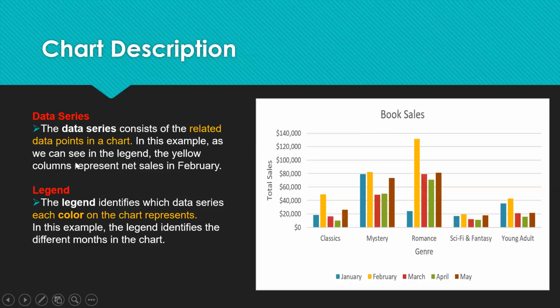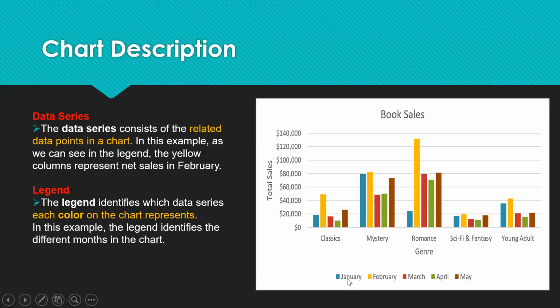So there is a chart description here. The data series. The data series consists of the related data points in the chart. In this example, as we can see in the legend, the yellow column represents the sales in February. So if you see here, this is the data series they are talking about. Okay, so here it gives information about the chart. For example, the yellow color displays the amount of sales done in the month of February.